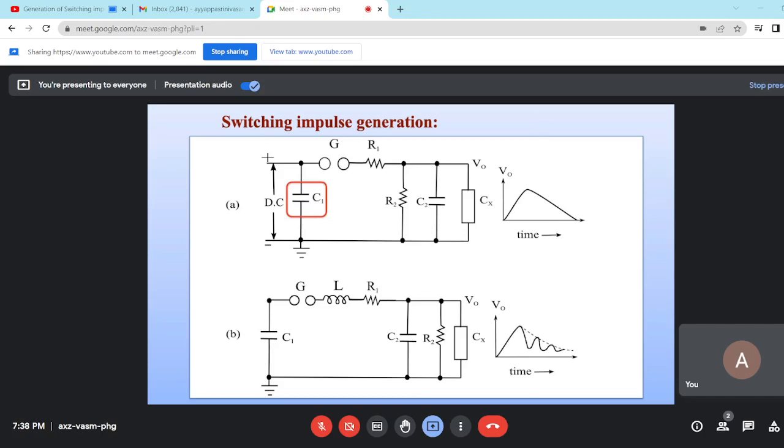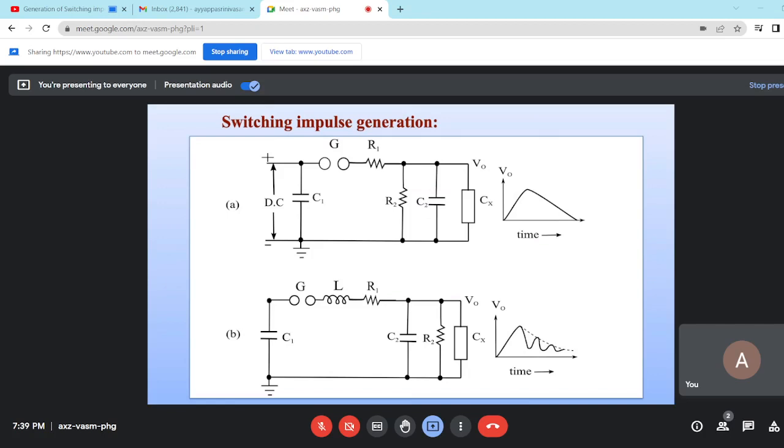While the capacitor is being charged, the spark gap G is set in such a manner that it will not spark over while the capacitor C1 is getting charged to its maximum voltage. Once the capacitor is charged, then the spark gap can be triggered at a desired instant so that the capacitor discharges across the test object through a wave shaping circuit consisting of R1 and R2 and produce an impulse voltage, a switching impulse voltage of desired wave shape.